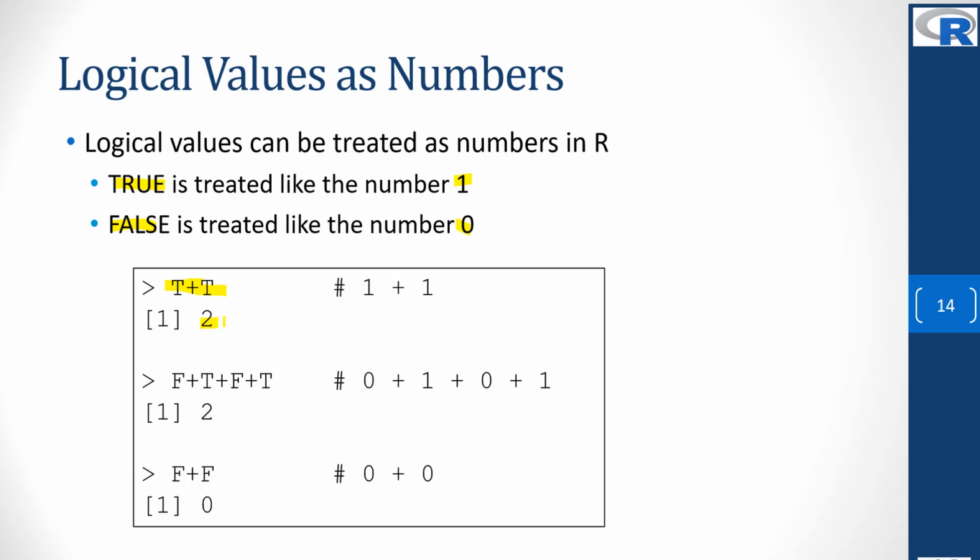And you notice it does the conversion automatically for you. Adding false, true is 0, 1, 0, 1, which is also 2. And then false, with its internal representation is 0. Add those together, you get 0.